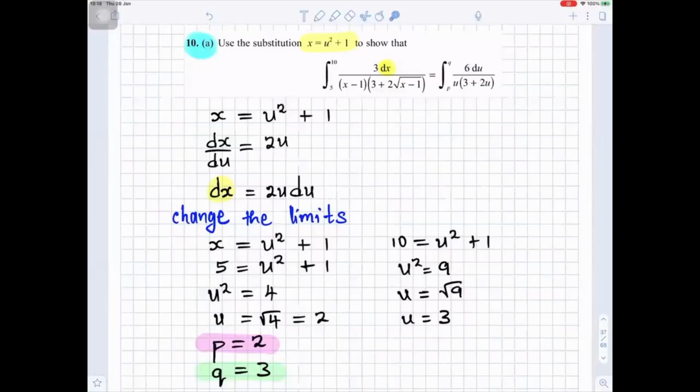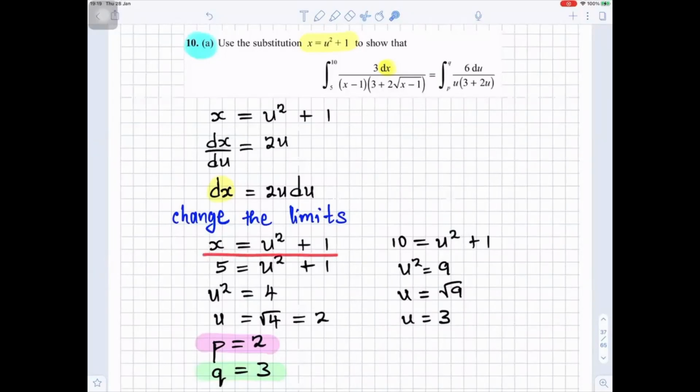So to use the substitution, we write x equals u squared plus 1. So dx over du, when you differentiate u squared, you get 2u. 2 comes in front, and you subtract 1 from the power 2. And you differentiate plus 1, you get 0. And we rearrange it to make dx the subject. So dx is equal to 2u du. We'll take the du to the right-hand side. It's 2u times du.